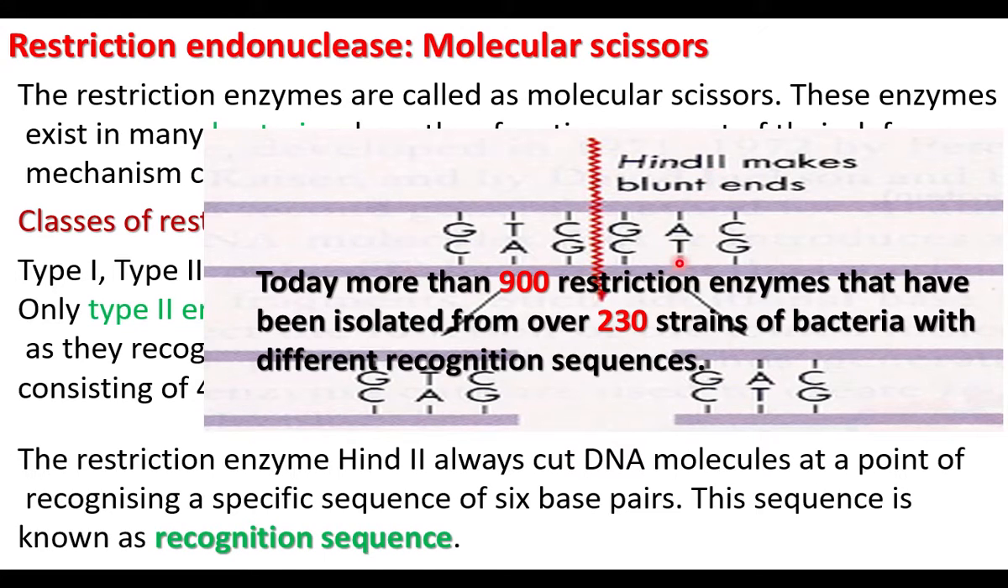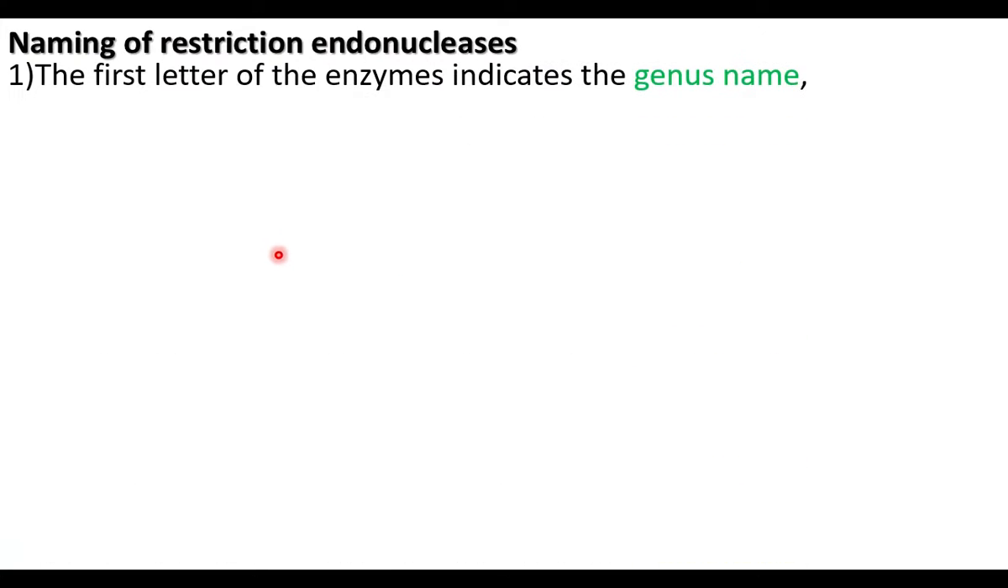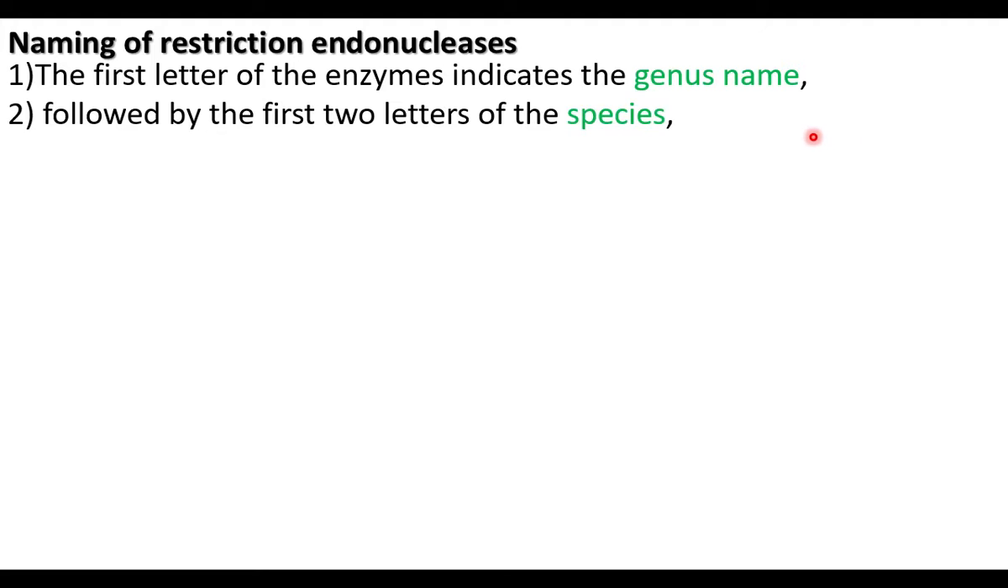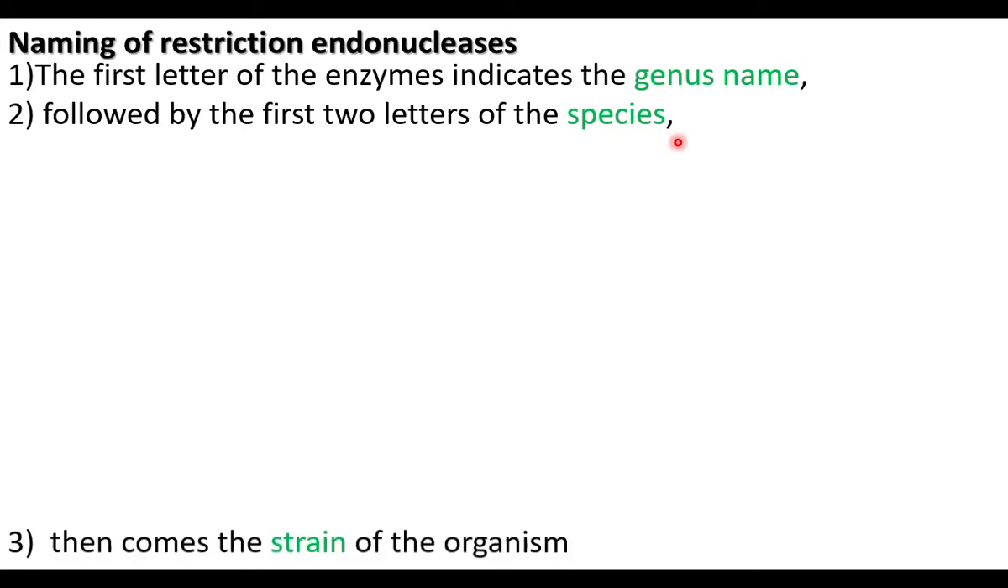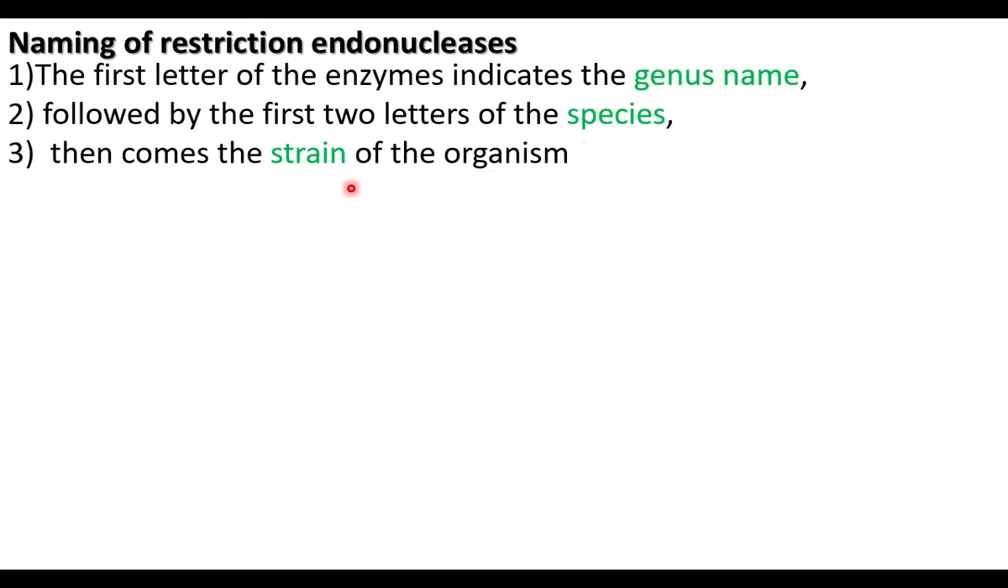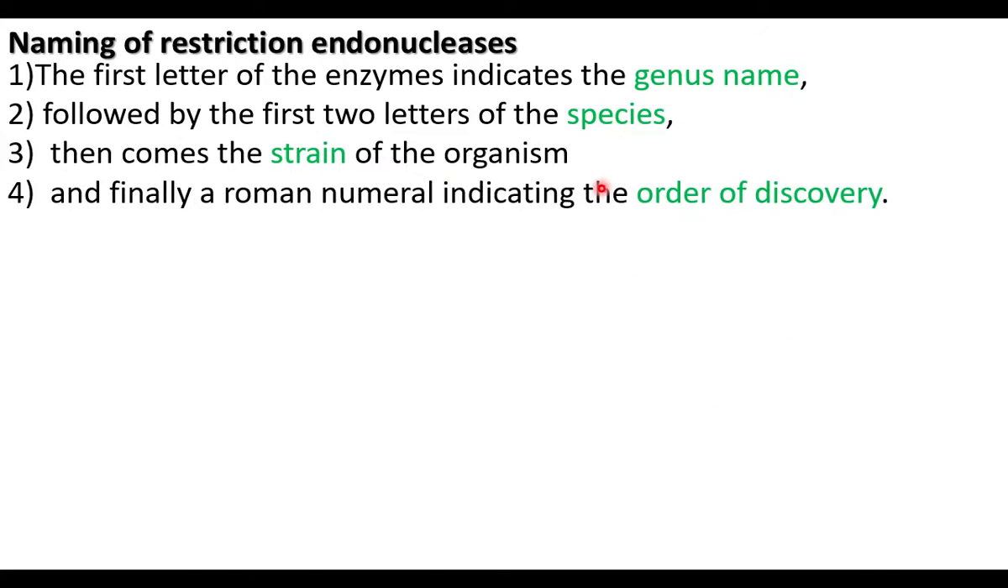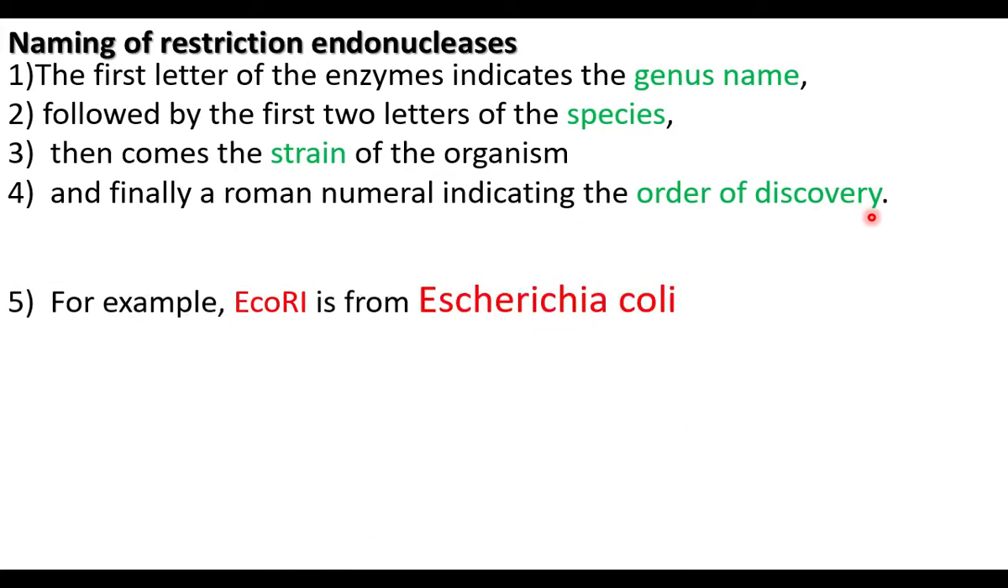Let us discuss about the naming of restriction enzymes. The first letter of enzyme indicates a genus name, followed by the first two letters of the species name. Then the letter comes from the strain of the organism. Finally, a Roman numeral indicating the order of the discovery.